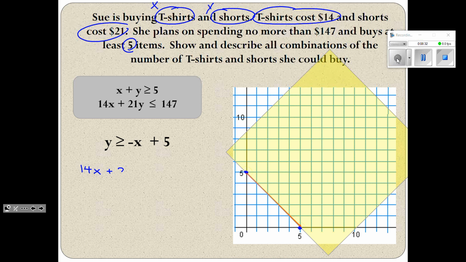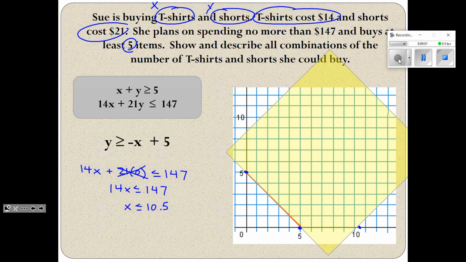So if we plug in 0 to y, this becomes 0 and it's gone. So we just have 14x is less than or equal to 147. And that happens to be 10.5. So we know x is less than or equal to 10.5. So on the x axis, we're going to go to 10.5 and put a point there.